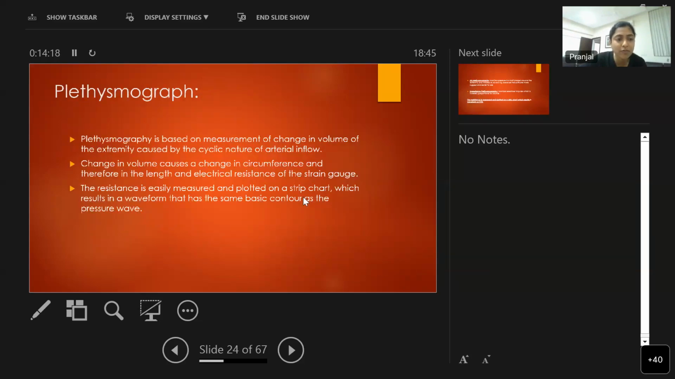Coming to plethysmography, plethysmography is based on measurement of change in volume of the extremity caused by cyclic nature of arterial inflow. Change in volume causes a change in circumference and therefore in the length and electrical resistance of a strain gauge. The resistance is easily measured and plotted on a strip chart, which results in a waveform that has the same basic contour as a pressure wave.